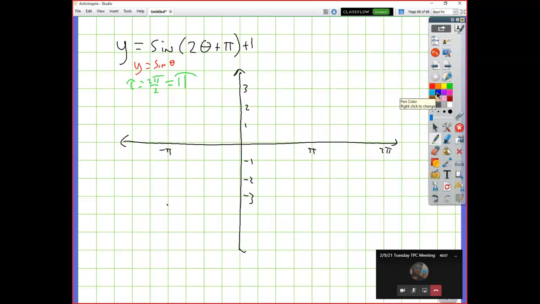Okay, now what do I do with that pi? That's the new formula. The new formula is phase shift, which I'm just going to write as PS, equal to negative phi over omega. Okay, so negative pi over 2.